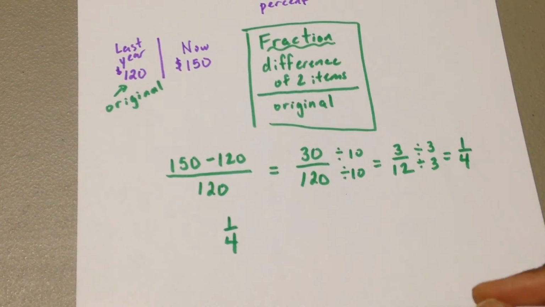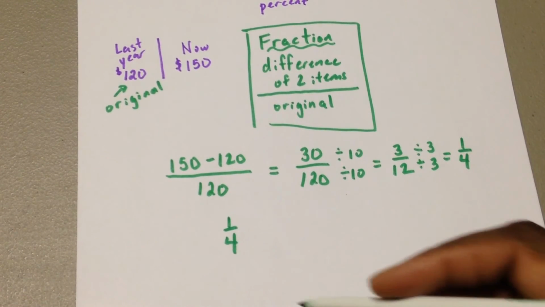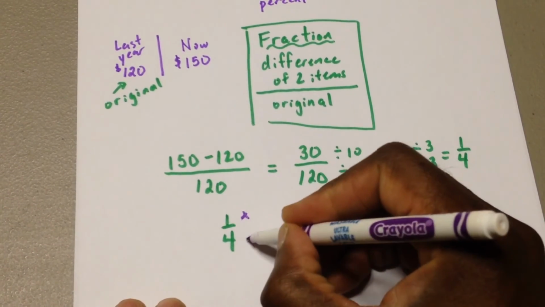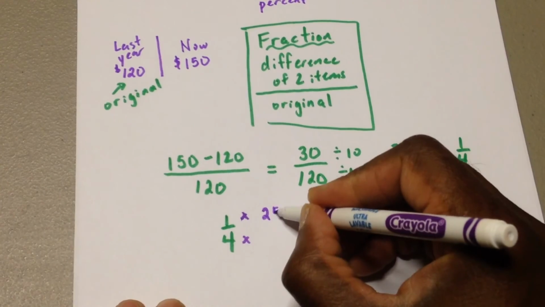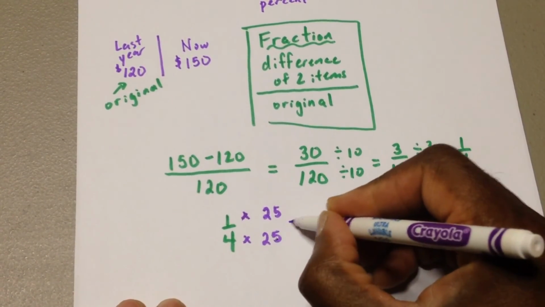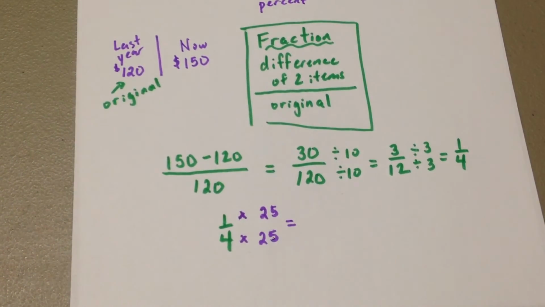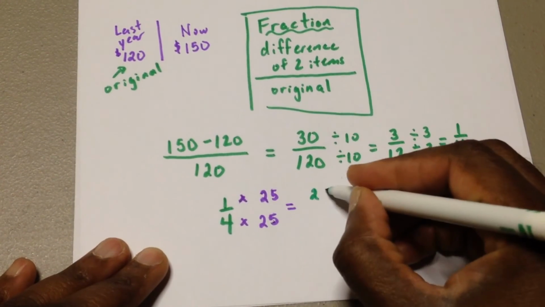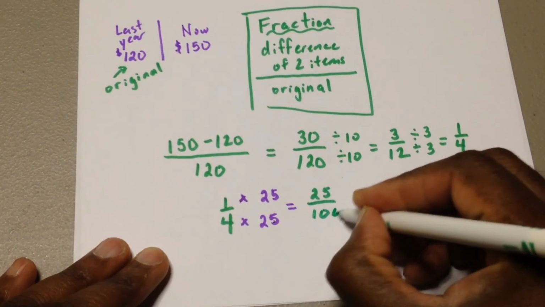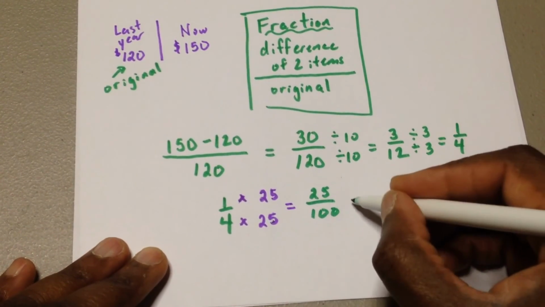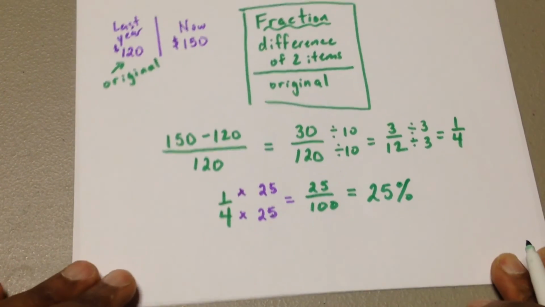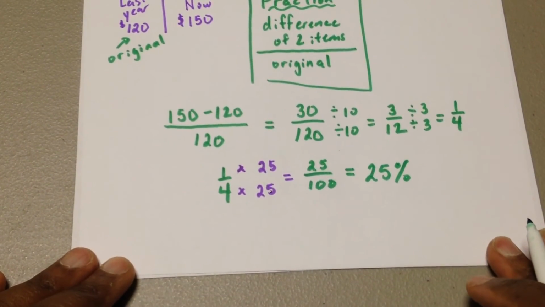Because remember, constantly we're keeping equivalent fractions here. Well, remember, percent is anything out of 100. So let me take this and multiply the numerator and denominator by 25. Why? Because I know 4 times 25 gives me 100. So now what I get is 25 over 100. And remember, anything over 100 can be written as that percent. So this is 25%.